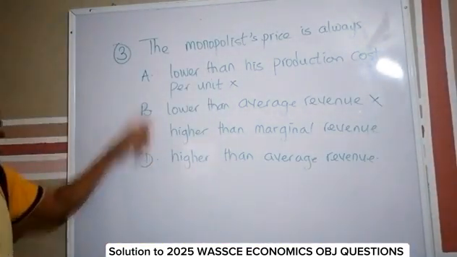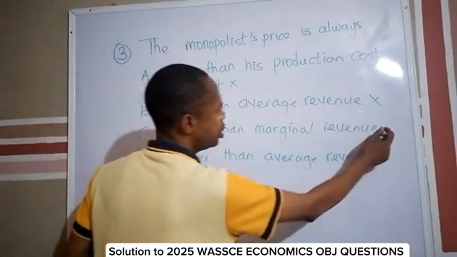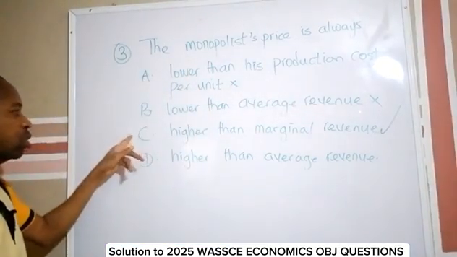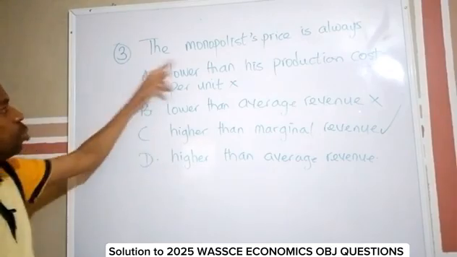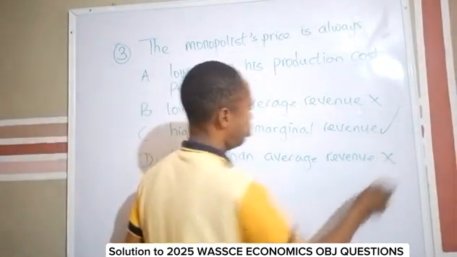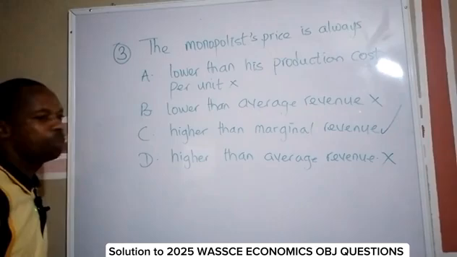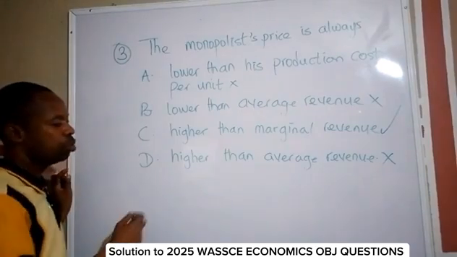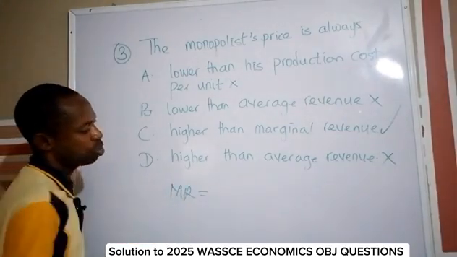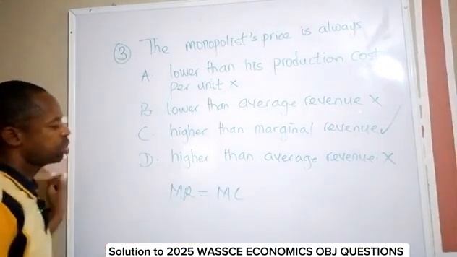Now, C, the monopolist price is always higher than marginal revenue. That is the answer. It can be D, and I'll still come back to explain that C. The monopolist price is always higher than average revenue. It's higher, but not higher than average revenue. Remember that a monopolist will always maximize profits when marginal revenue is equal to marginal cost. So you need to understand that.